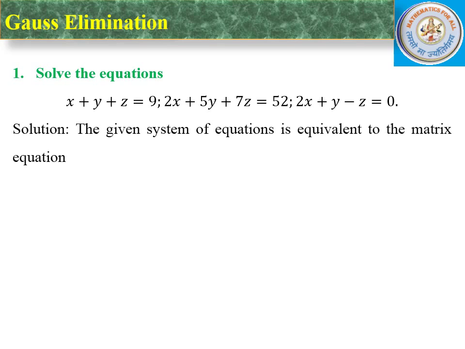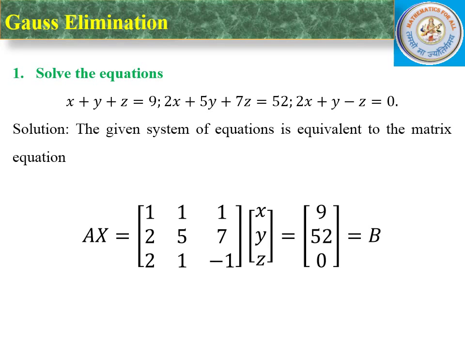First we represent this system in the form of a matrix. The system of equations we can represent in the form of AX is equal to B, where A is the coefficient matrix. As you see, the first row is 1 1 1, which are the coefficients of x, y and z of the first equation. The second row is 2 5 7, the coefficients of x, y and z in the second equation, and similarly the third row is 2 1 minus 1 for the third equation.